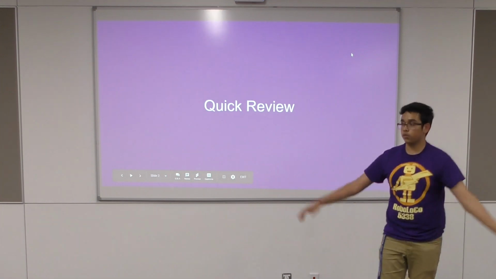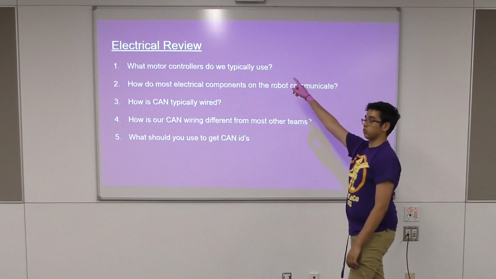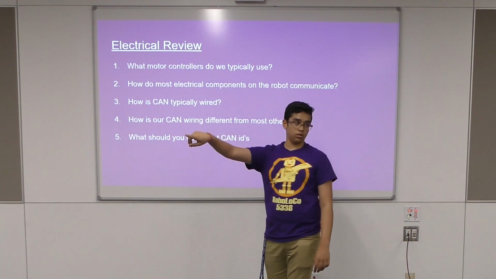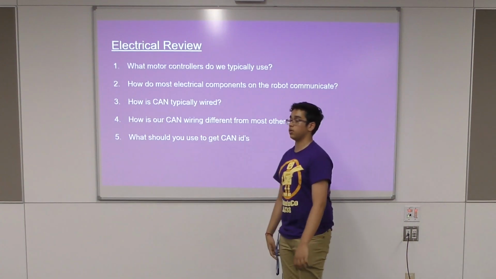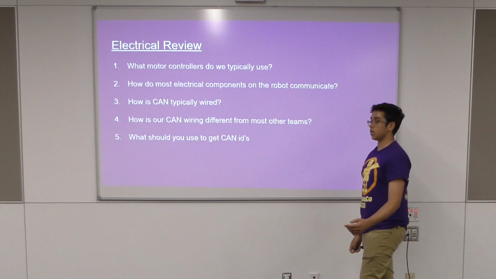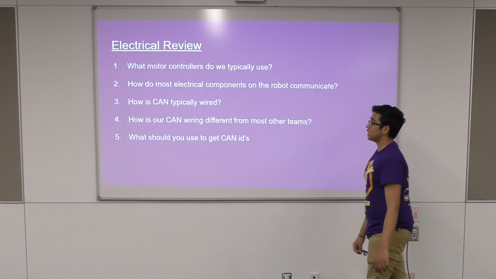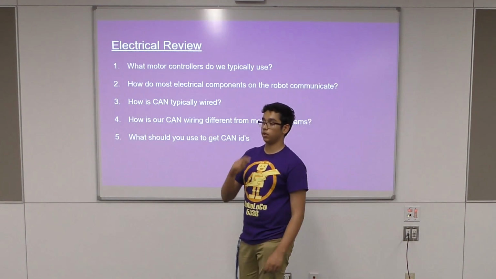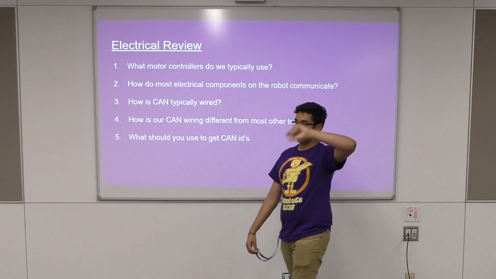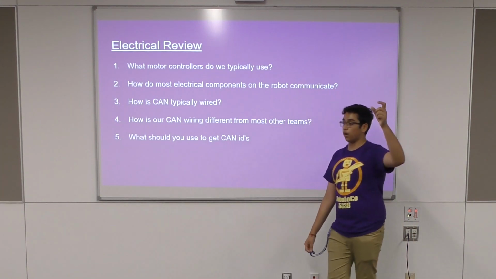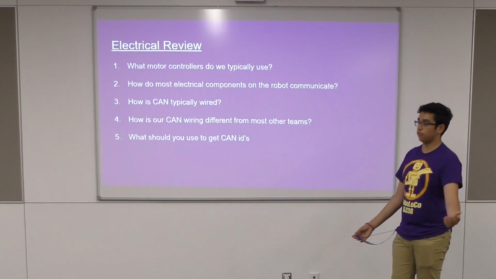Okay, so quick review, because it's been a while since the last workshop. What motor controllers do we use? The Talons. Yep, we use Talons. How do most electrical components on the robot communicate? CAN. And what does CAN stand for? Controller area network. Yep. How is CAN typically wired? Not how we wire it, how's it typically wired? Basically you take the green wire, or one pair of wires from one motor, connected to the other one, and it's called a bus configuration.